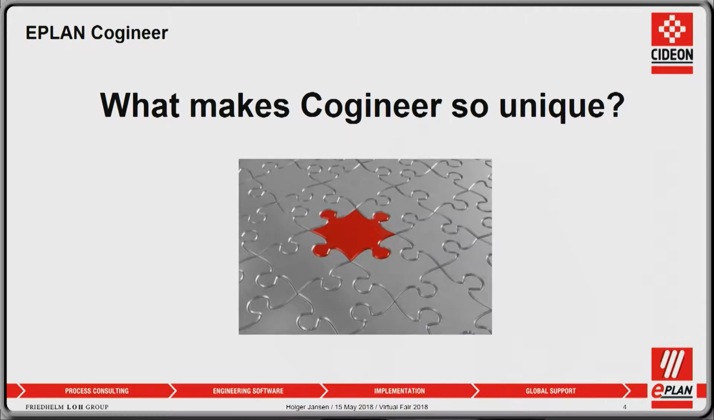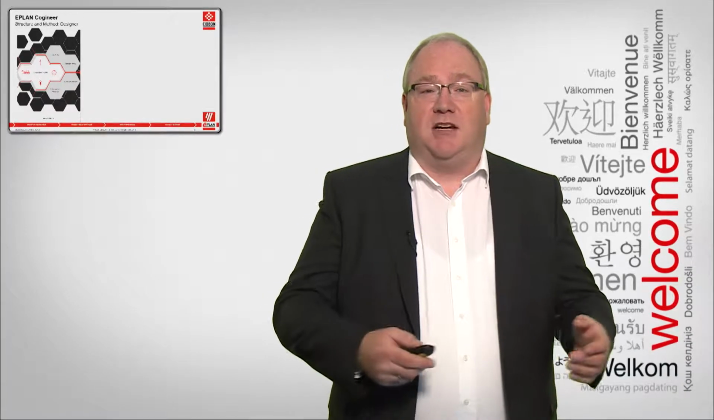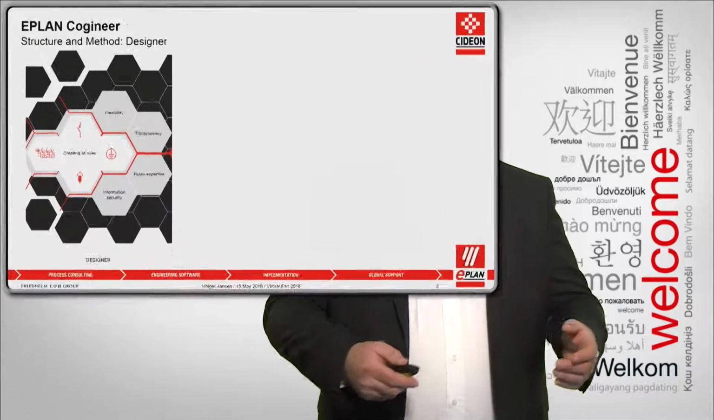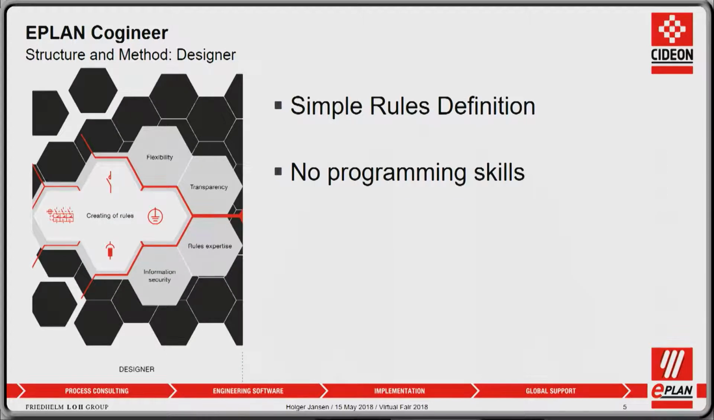But let's ask the question, what makes Cogeneer so unique for the user? We have clearly defined user roles inside Cogeneer. On the one side, we start with the Cogeneer designer. Inside the Cogeneer designer, the expert user defines the rules definition on which the models are based and on which the results, the schematics, are generated automatically at the end of the day. No programming skills are necessary to define these rules and to describe these models inside the ePlan designer.